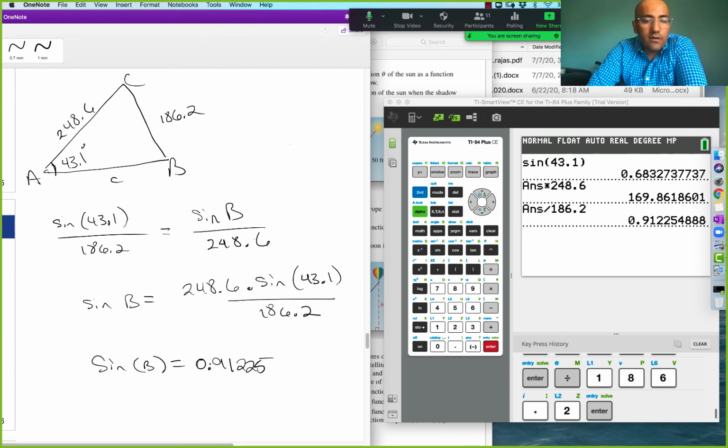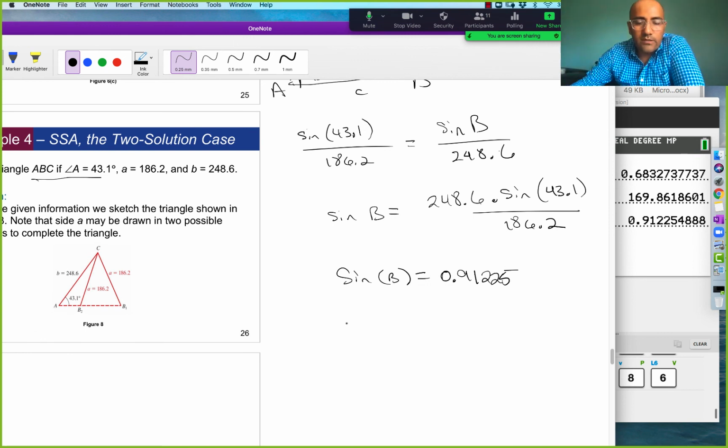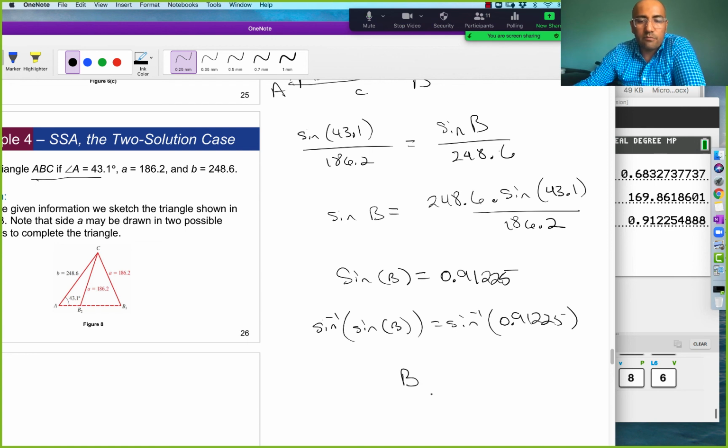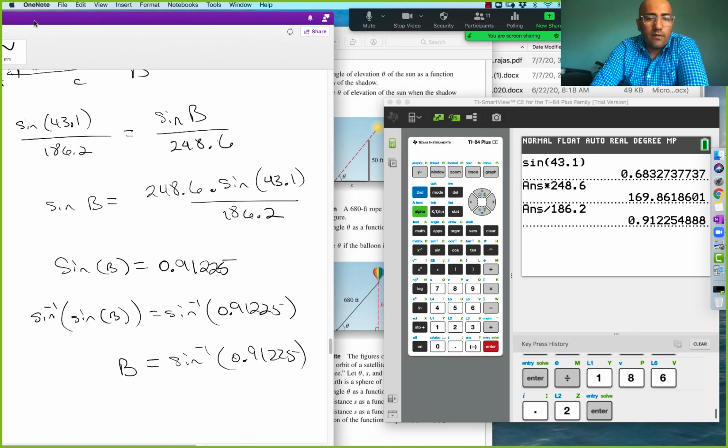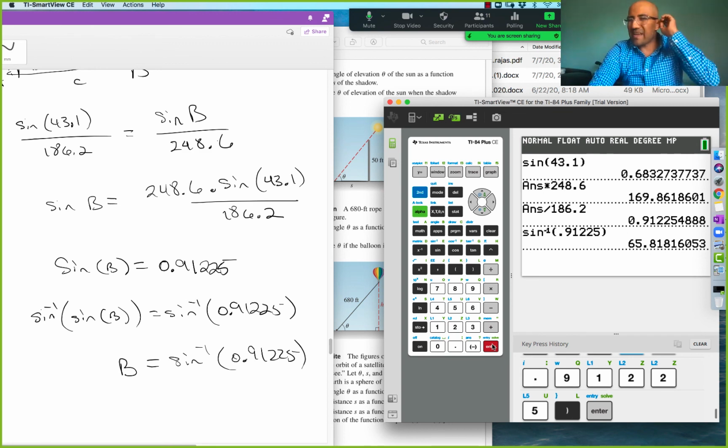Good. Now that's not a standard result, so we have to use our calculator to find it. We don't know how to do that without it. So we want to take sine inverse of both sides. Sine inverse of sine of b equals sine inverse of 0.91225. These two operations are inverse operations, so they undo each other, resulting in just b. b is sine inverse of 0.91225. And we just punch that into our calculator, and we get that sine inverse of 0.91225 is approximately 65.82 degrees.